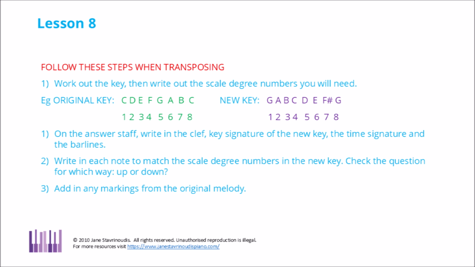On the answer staff, write in the clef, the key signature of the new key, the time signature, and the bar lines. Then write in each note to match the scale degree numbers in the new key. Check the question for which way you need to transpose, up or down. Finally, add in any markings from the original melody.